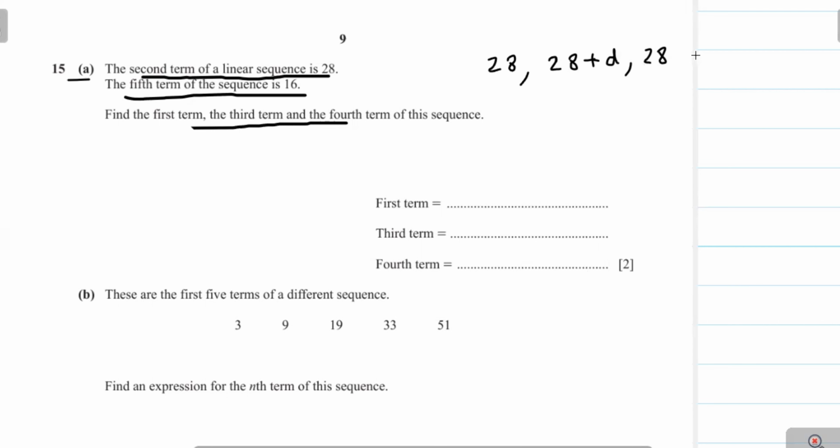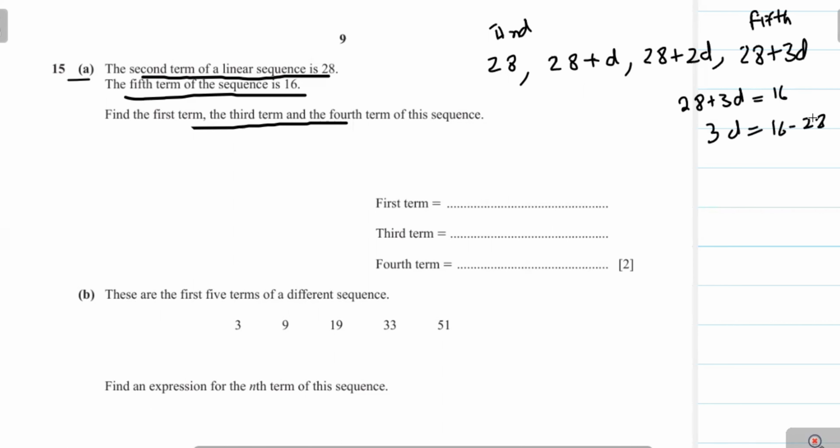That becomes 28 plus 2D, and the fifth term will be 28 plus 3D. You see here, this is the second term, and this is the third, fourth, and fifth term. And the fifth term here is 28 plus 3D equal to 16. Therefore, 3D will be equal to 16 minus 28. This will be equal to minus 12. Therefore, D will be equal to minus 4.